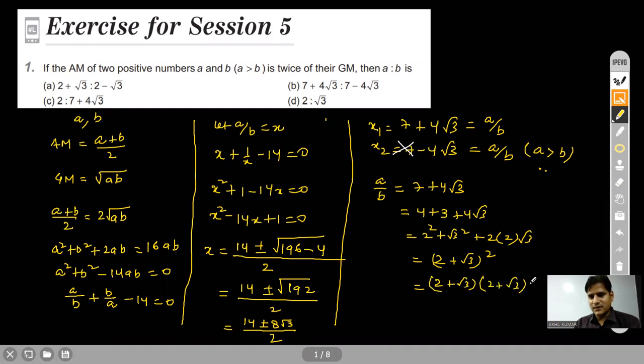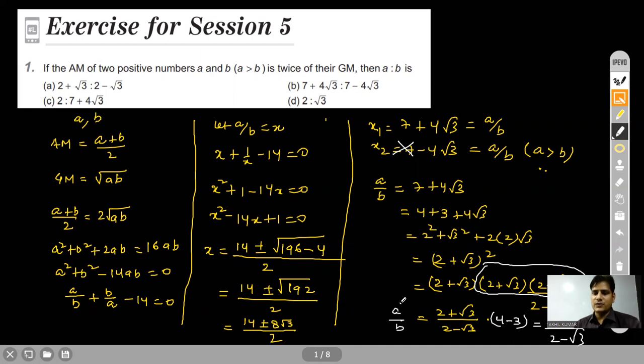2 plus root 3, and multiplying by its conjugate in numerator and denominator, what we will get? We will get 2 plus root 3 upon 2 minus root 3 into, this thing will become a square minus, we can apply the formula. This is a plus b into a minus b, so it will become a square minus b square. B square is 3, so it will become 1, right? So this complete value will become 2 plus root 3 upon 2 minus root 3. So this will be our answer. So A is to B will be 2 plus root 3 upon 2 minus root 3. Hence, option A is correct. Option A is correct for this question. Okay.